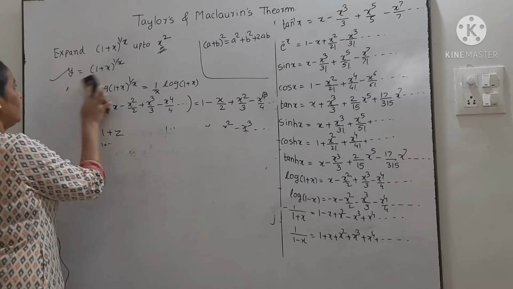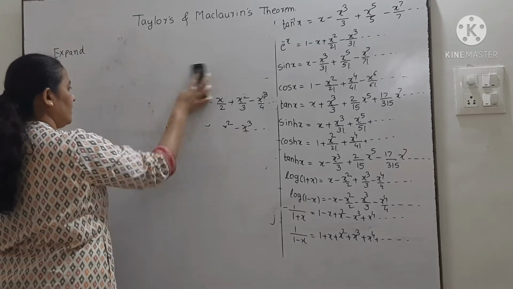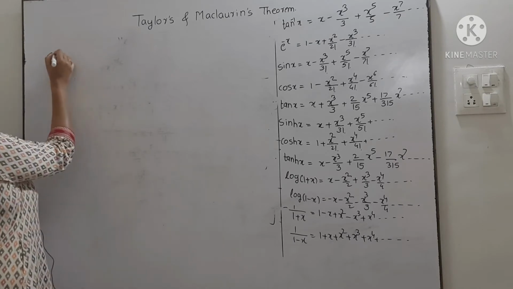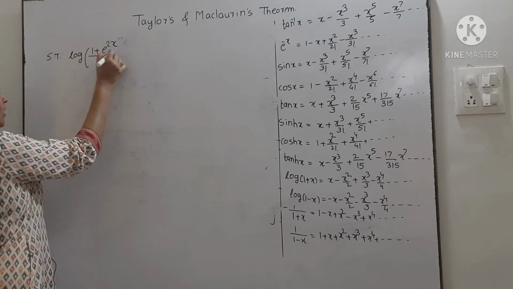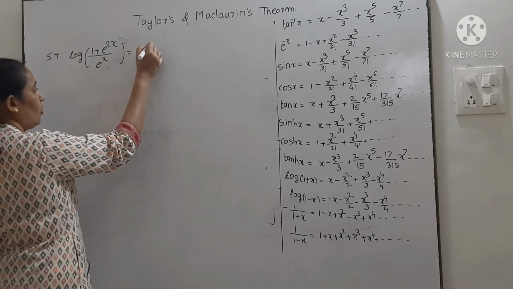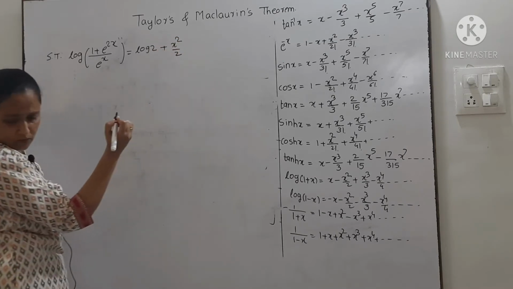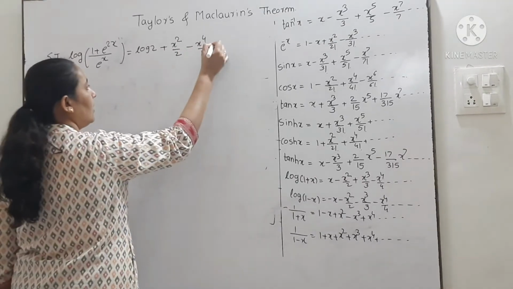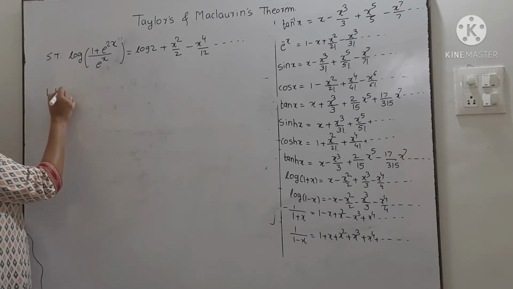We'll take the next example, say, expand or show that: log of 1 plus e raised to 2x upon e raised to x equal to log 2 plus x square upon 2 minus x raised to 4 upon 12 and so on. Now if you see this example, I will consider the LHS.